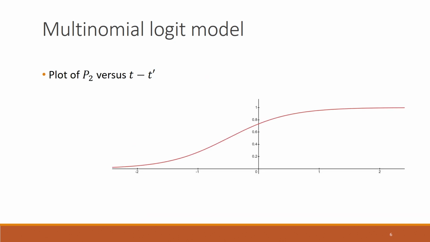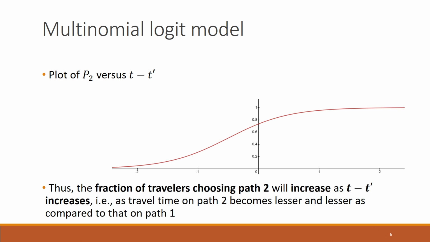And physically also it makes sense, because if t minus t dash is increasing, what it means is that the travel time on part 2 is becoming lesser and lesser as compared to the travel time on the first path, and therefore the fraction of travelers who should choose part 2 should increase as t minus t dash increases. Okay. So, t is the travel time that is experienced on the first route and t dash is the travel time on the second route. Okay. So, if t minus t dash is increasing, it means that the travel time on part 2 is now lesser and lesser as compared to the travel time on path 1. So, effectively more travelers should choose part 2 as compared to path 1.